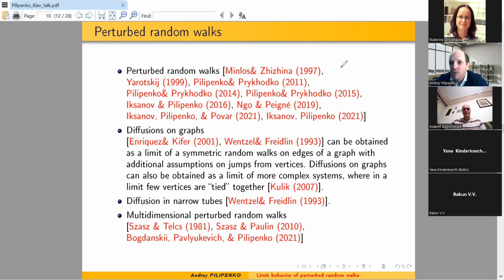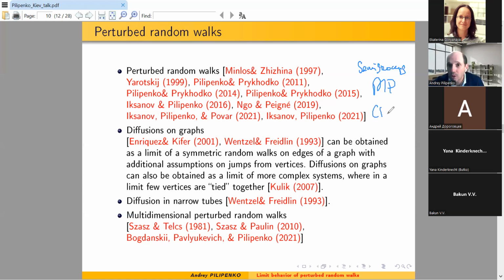Okay, so a few words about history. I have already mentioned the work by Harrison and Shepp, and actually there are a lot of methods for proving functional limit theorems. For example, via semigroups, or martingale problem, or classical probability methods like weak relative compactness plus convergence of finite dimensional distributions, or resolvent technique, and so on and so forth.